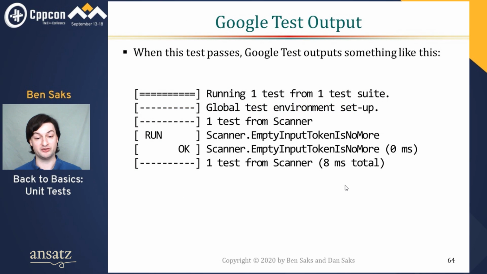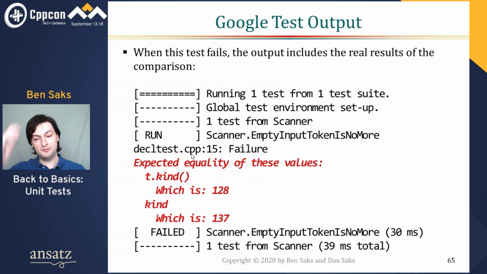So when you run the test, if it passes, the output's going to look something like this. Right now we only have one test suite with one test in it, so it will talk about running a single test from the scanner suite. That test is scanner, empty token is no more, and it ran and it passed. If it had failed, the output would include the real results of the comparison. That is, it tells us what the two values that were being compared actually were, which gives us a little bit more insight into what might actually be going wrong. I may not need to go into the code, modify it to have some output statements and things like that. I might be able to figure it out just from this message. So the failure would look something like this.